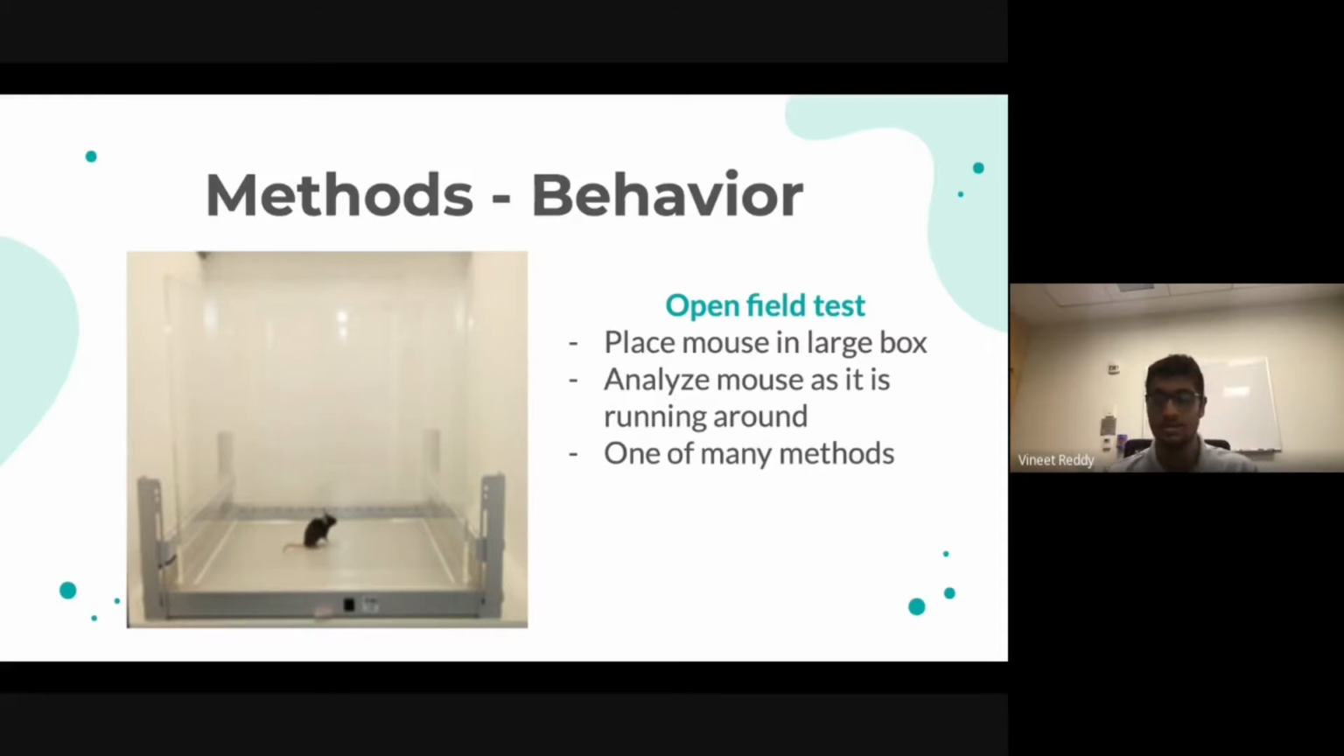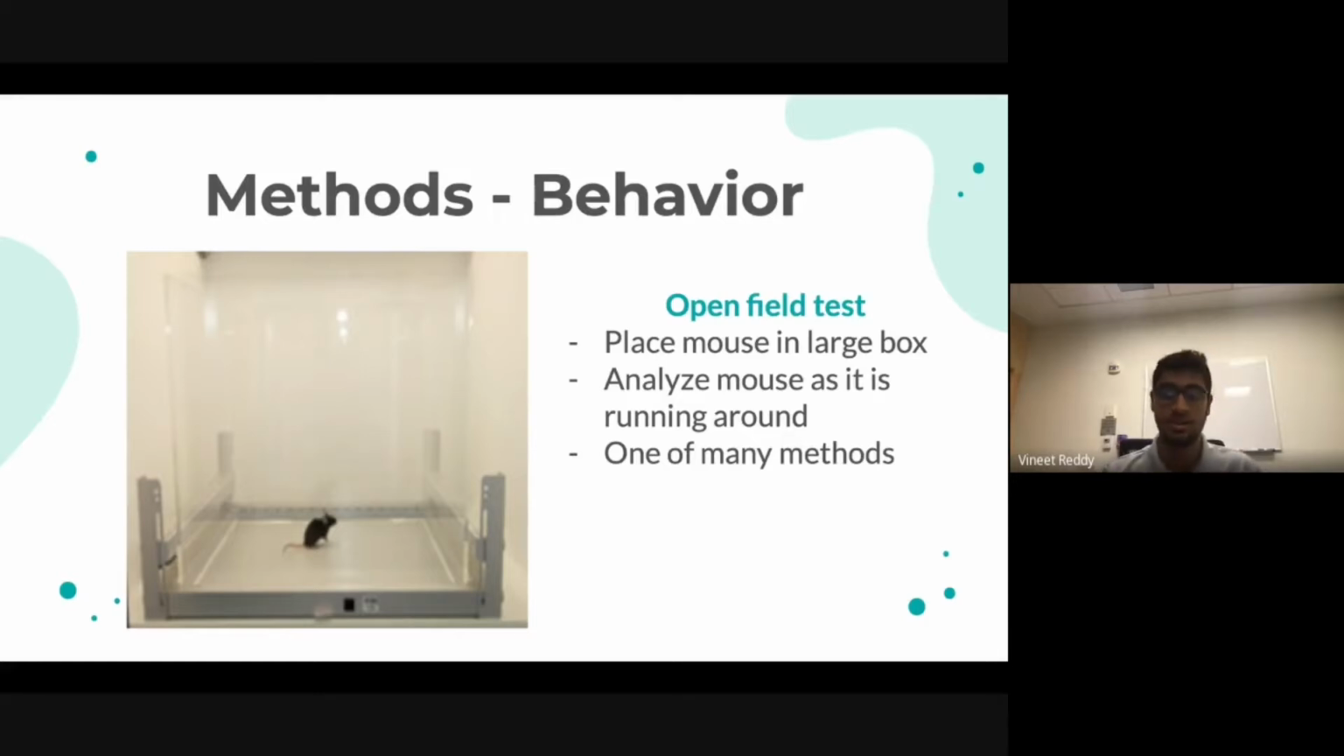So is the mouse mostly in the center? Is the mouse mostly at the edges? Is the mouse moving around a lot? Is the mouse not moving around a lot? We can quantify many of the different behaviors that the mouse is doing while it's running around in this cage. And we can see how these behaviors are differently affected within the gene mutation mouse.